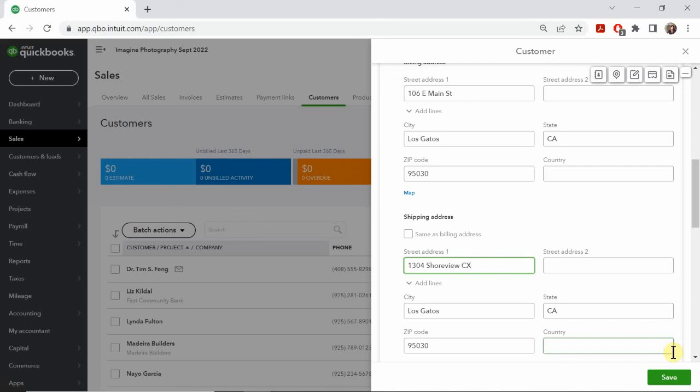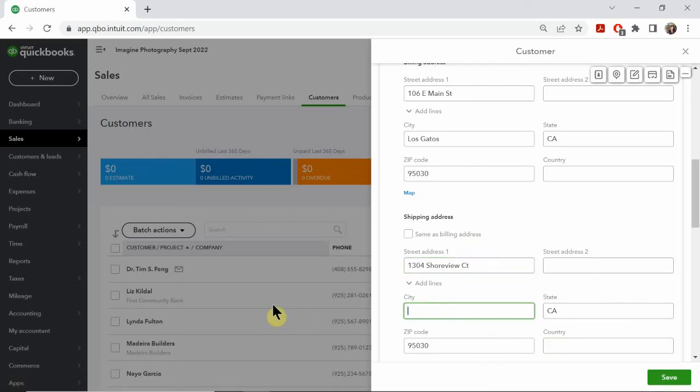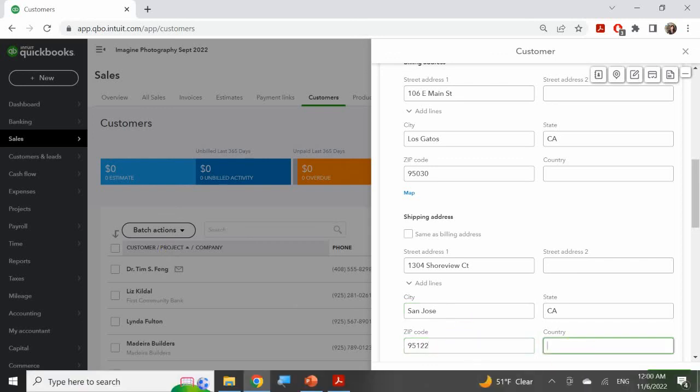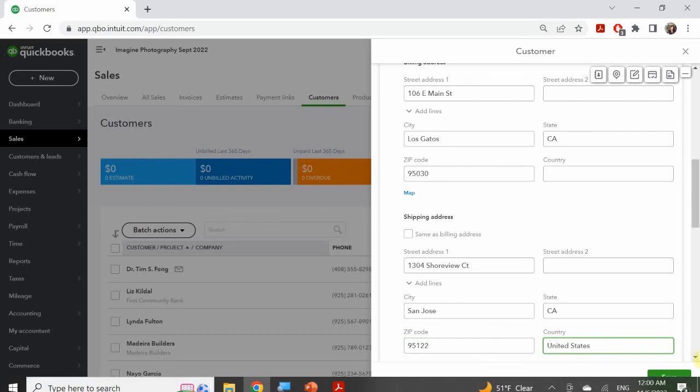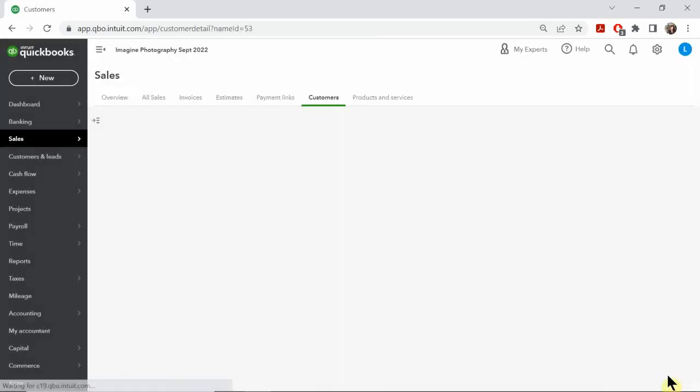Shoreview Court. And it's going to be San Jose, California, 95122. Okay, United States. And once all that information is in there, I'm going to go ahead and click save.